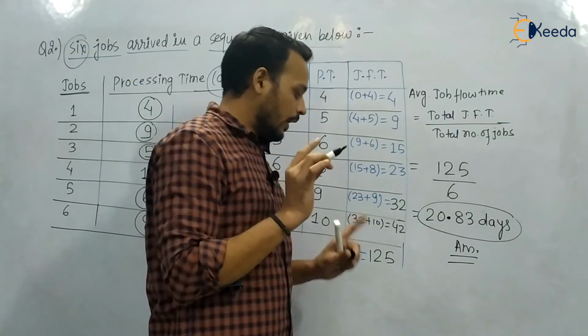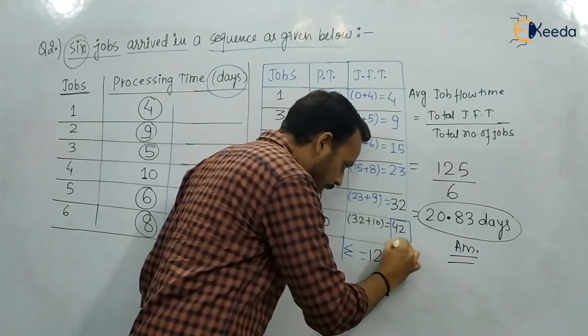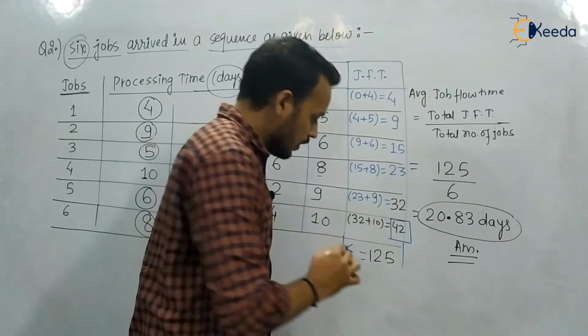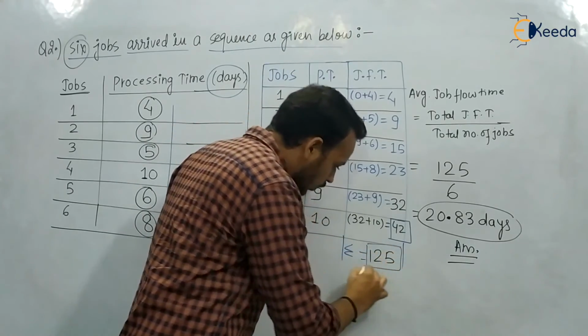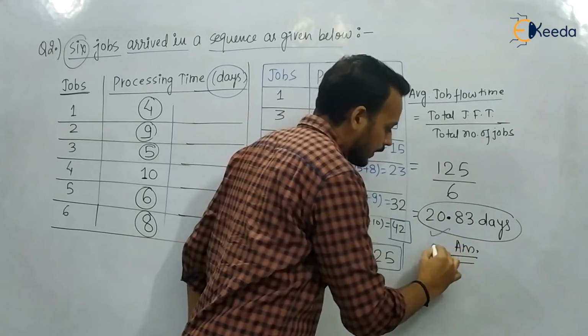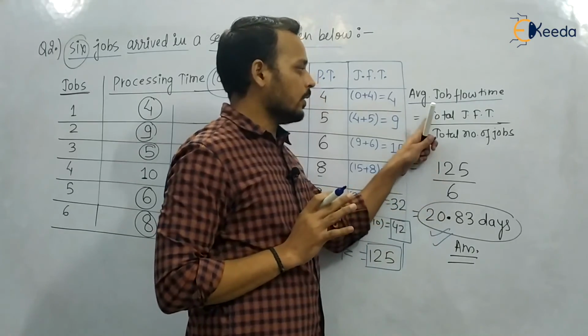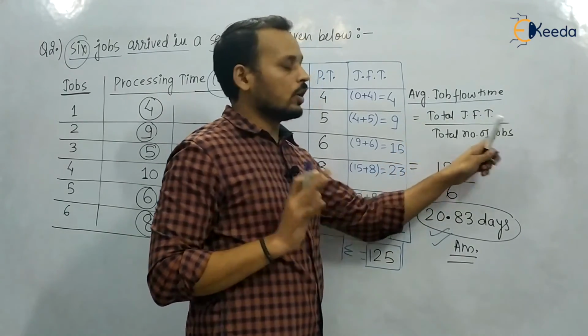So we can find 3 different things. If they are asking what the makespan time is, then 42 days is the answer. If they ask what the total job flow time is, then 125 days is the answer. If they ask what the average job flow time is, then 20.83 is the answer. And for this question they are asking the average job flow time, so it is the total job flow time divided by the total number of jobs.